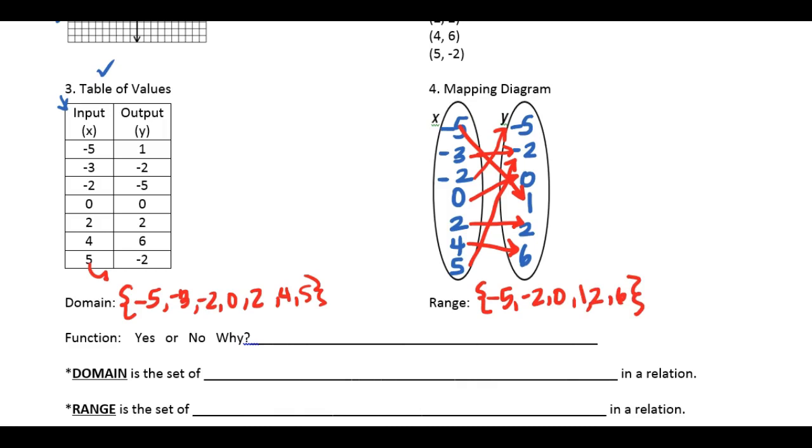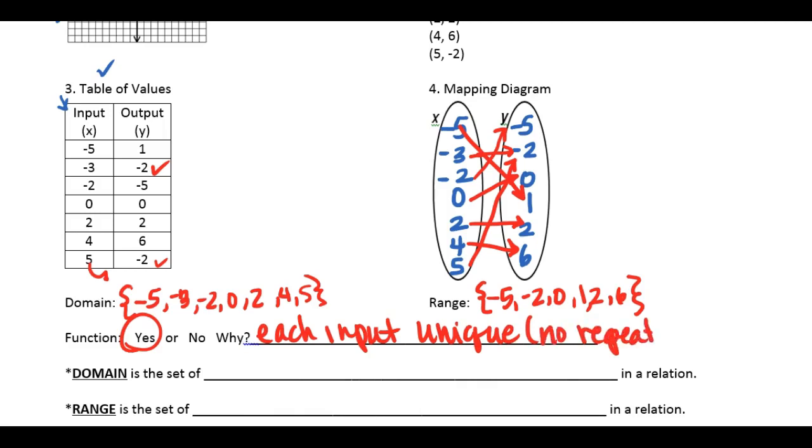Alright, so is this a function, yes or no? What you want to look for is that all the X values are unique, and these X values are not repeated. Y values can be repeated, like we have a negative 2 here and a negative 2. That's not a big deal. But X values cannot repeat. So you would say yes, and you would say each input is unique. Okay? No repeated X values. That's what I mean by that.